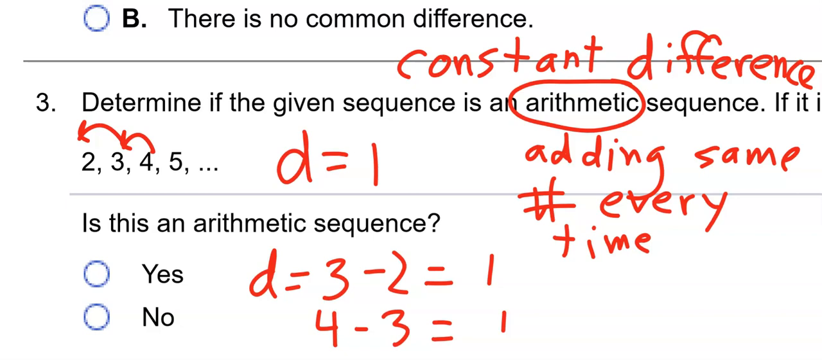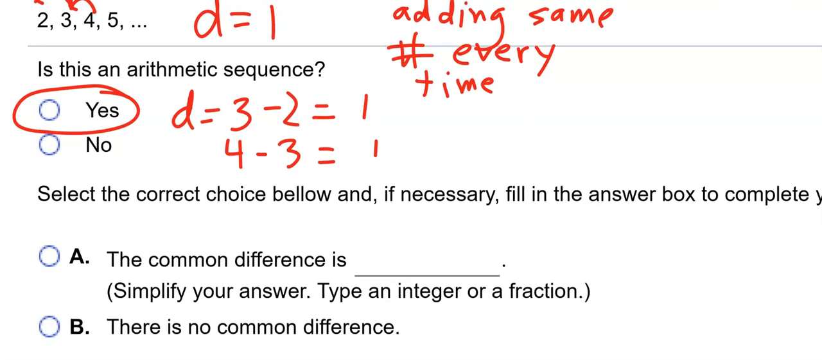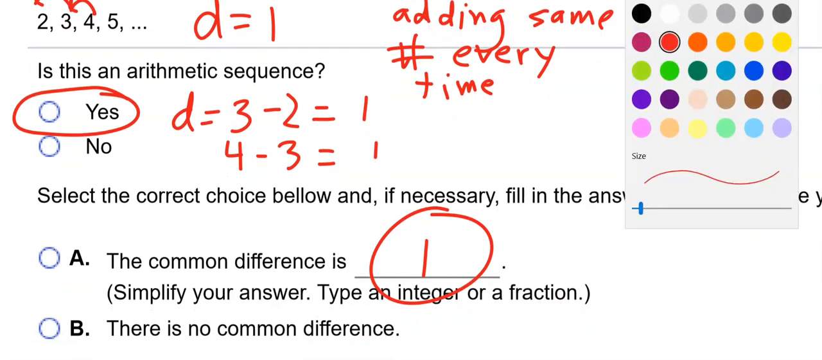Okay, so is this arithmetic? It sure is. Yes. The common difference is 1. That wasn't too bad a question, was it? What if they're all like that? Whoa, that'd be awesome.